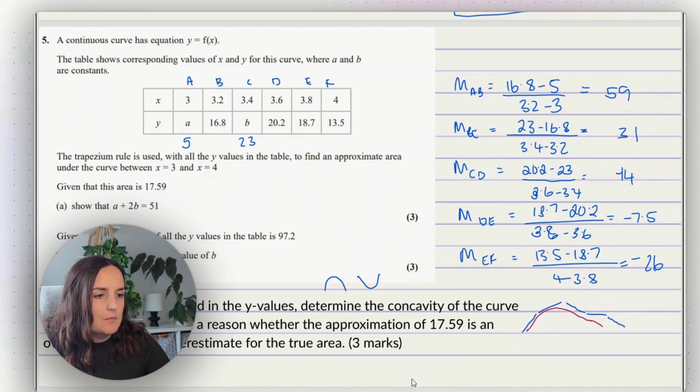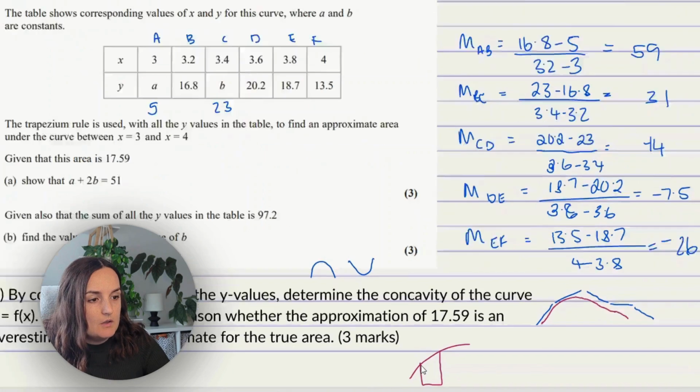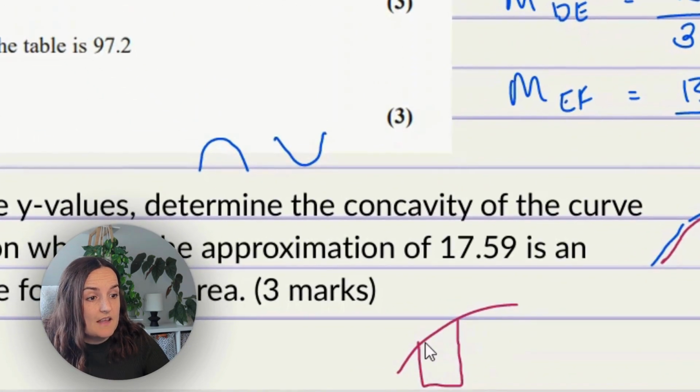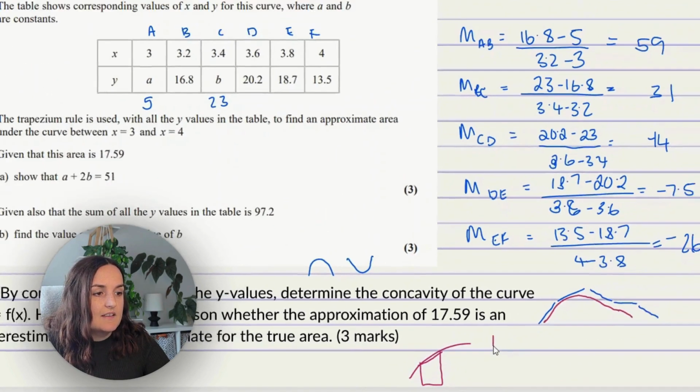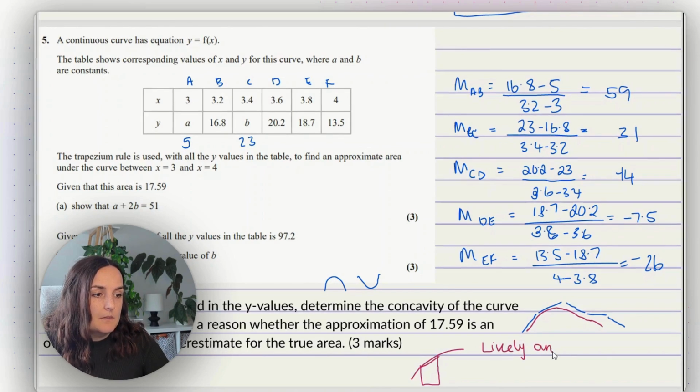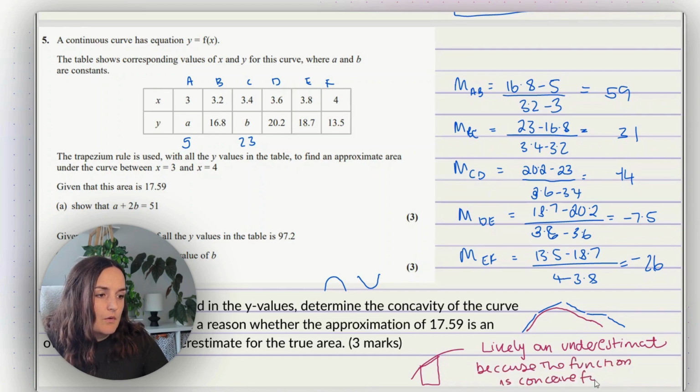And the reason that's important is if you imagine you've got concave and then you've got a trapezium underneath, because the trapezium rule is just using the area of the trapeziums added together. If we look at this, if we had a trapezium, we're going to have a gap. So this would be an underestimate. So here we would say it's likely an underestimate because the function is concave for a majority of the values.